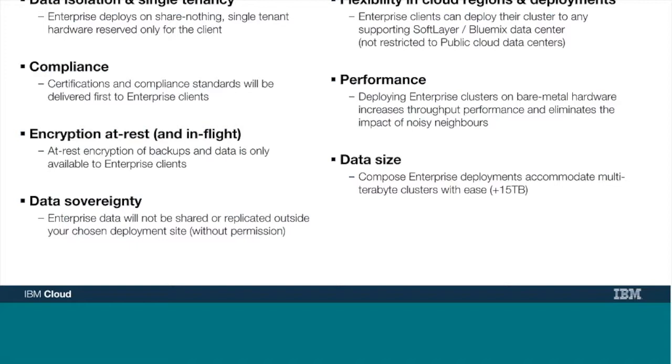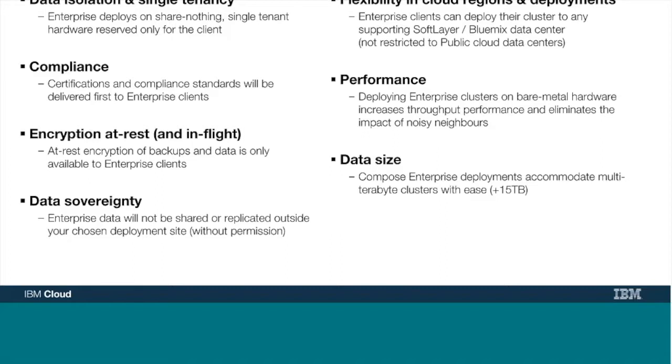So why choose enterprise? You get data isolation and single tenancy. You get a little bit more flexibility in the cloud regions and deployments. You get to check a little bit more of the compliance checkboxes because of the dedicated clusters. Performance: you are running on bare metal hardware. There's not much issue with isolation as far as performance in our multi-tenant world, but for those that are looking to eke the most out of their performance to reach the maximum capacity for their databases, we do recommend Compose Enterprise because of improved performance isolation.